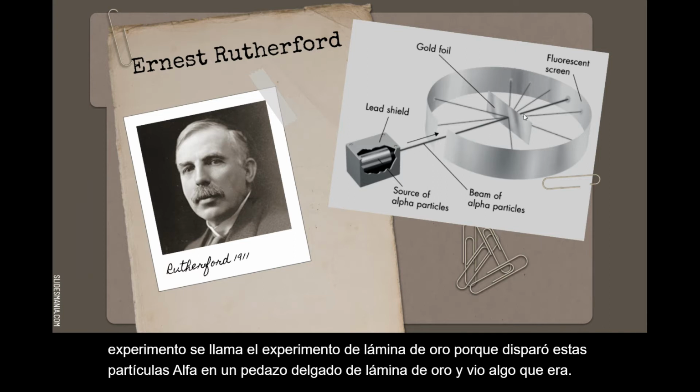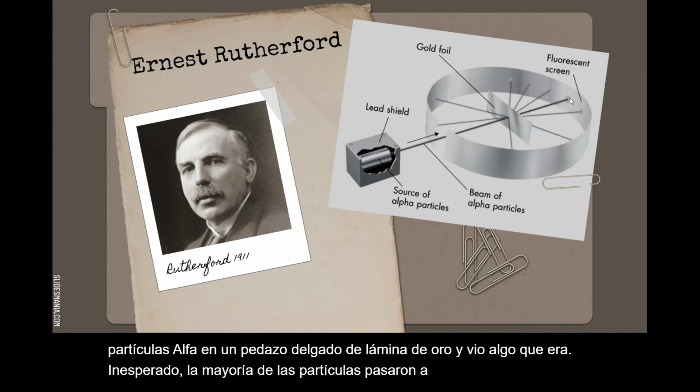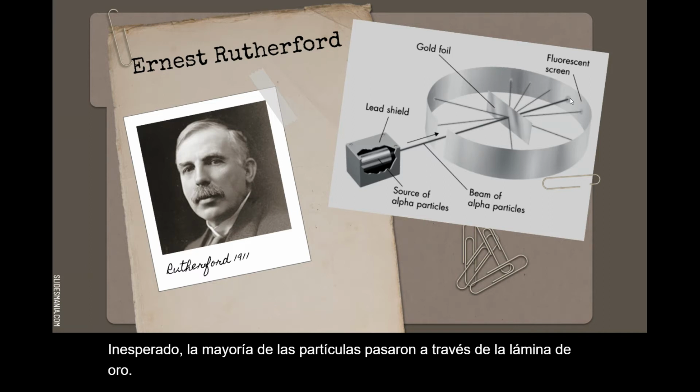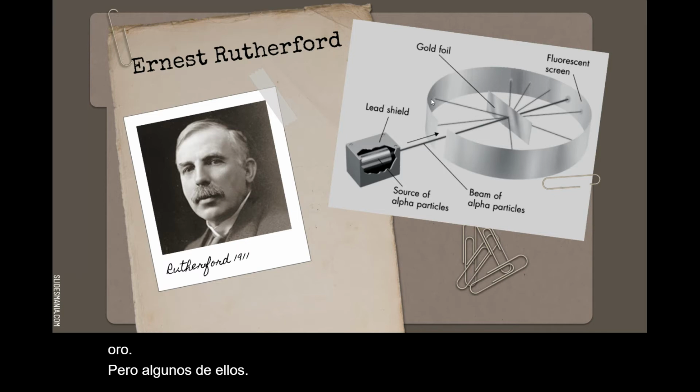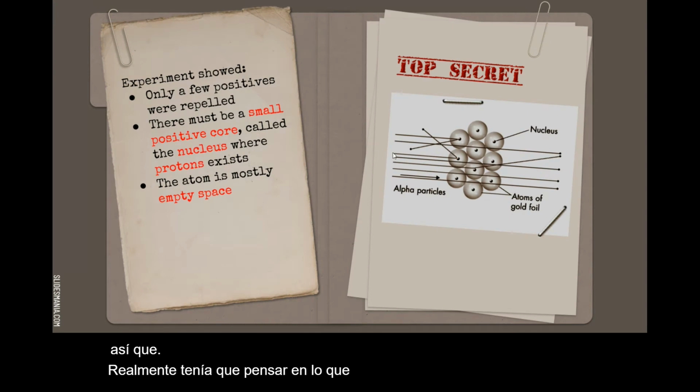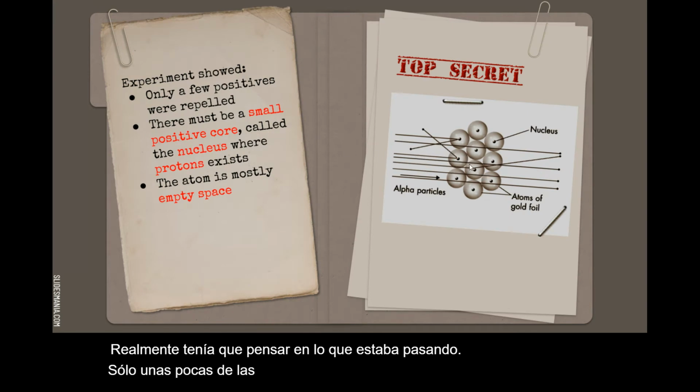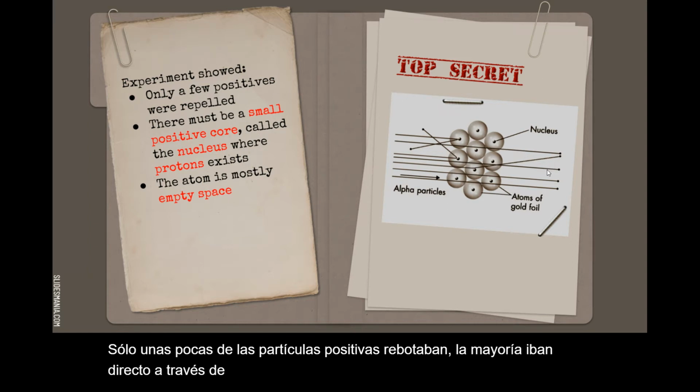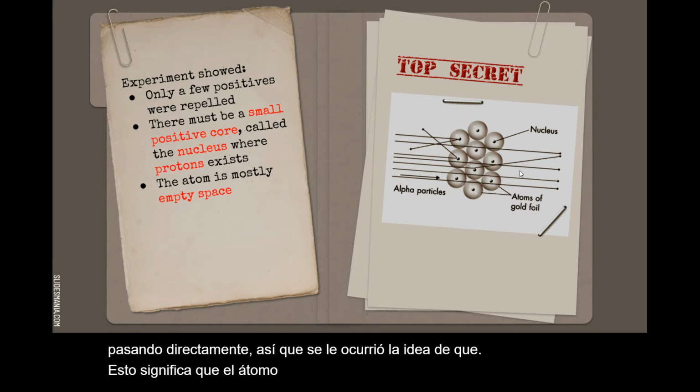Most of the particles went right through the gold foil, but a few of them bounced at really strange large angles. So he really had to think about what was going on. Only a few of the positive particles were bouncing. Most were going straight through. So he postulated, he came up with the idea that this means the atom must be mostly empty space.